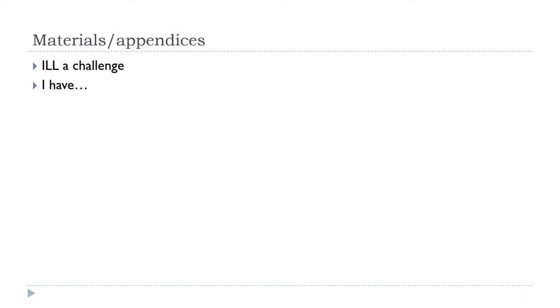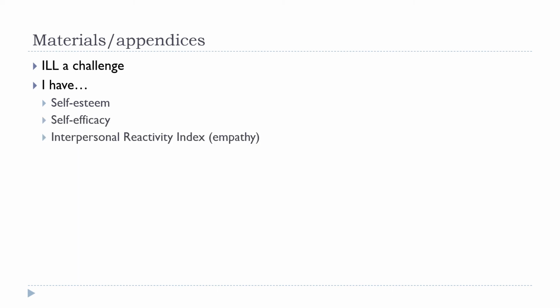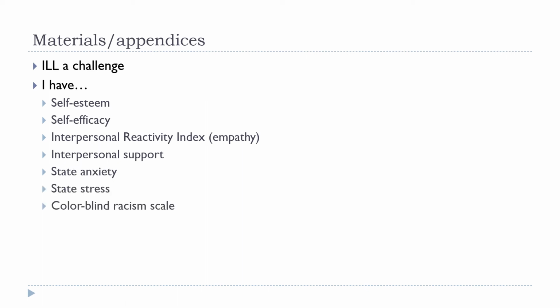So first of all, I have access to several scales that I use regularly, and if you need them, you can ask me for them and I'll give them to you. I have scales related to self-esteem, self-efficacy, empathy, interpersonal support, anxiety, stress, colorblind racism, various personality scales. Basically, it never hurts to ask. If you're having trouble finding a scale with items, then talk to me and I might have a copy of the scale that you can use.